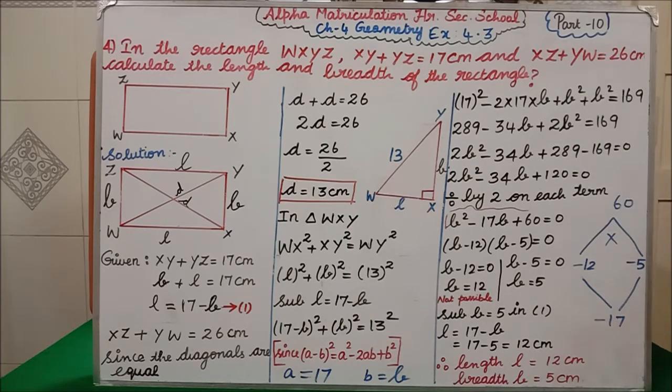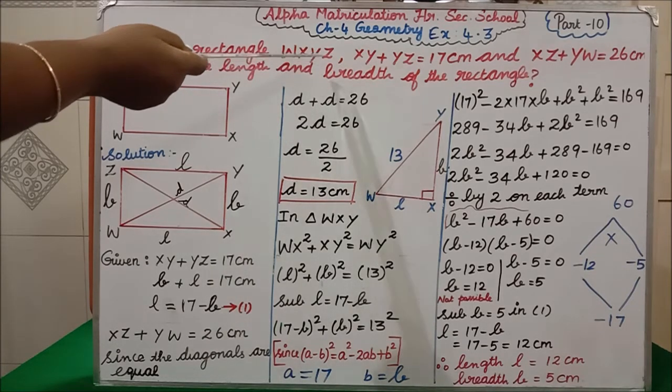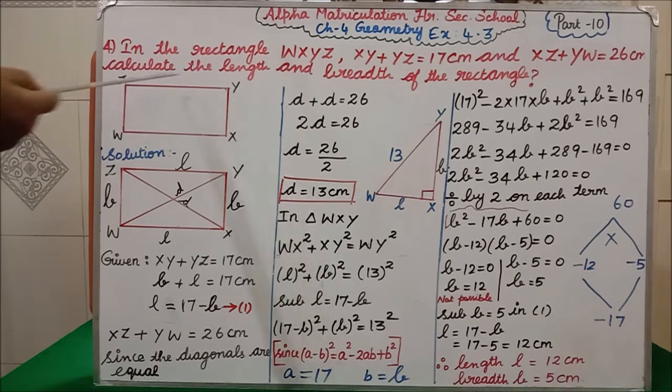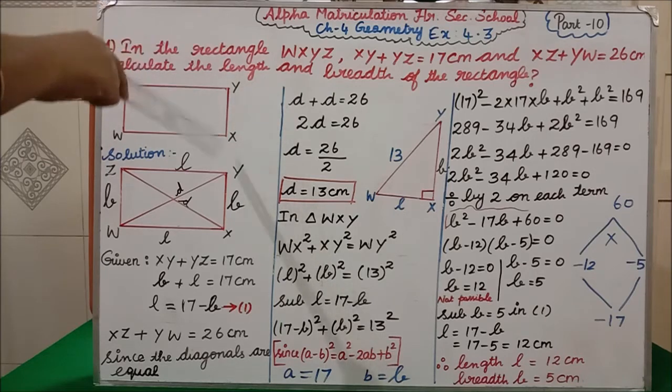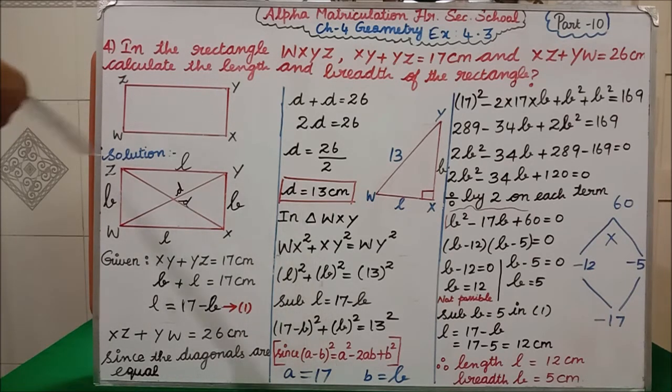Clear, students? In this question, they have given you a diagram. The diagram is of a rectangle. They say in the rectangle WXYZ, XY means which side? This side. XY plus YZ is equal to 17 centimeter. Students, we all know this side XW is the length. Similarly, WZ is the breadth. We learned this in the lower class. This side we call length and this side we call breadth.